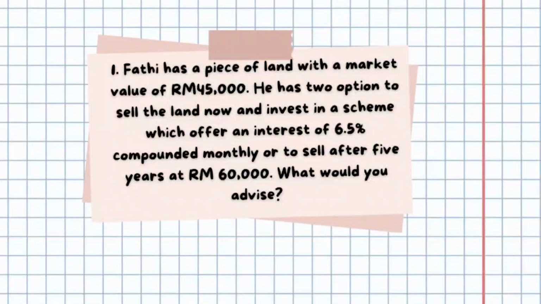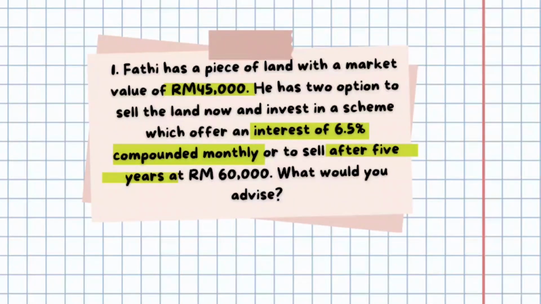Question 1. Fatih has a piece of land with a market value of 45,000 ringgit. So the 45,000 ringgit will be our P, which is P equals 45,000. He has two options: to sell the land now and invest in the scheme which offers an interest of 6.5% compounded monthly, or to sell after 5 years at 60,000 ringgit.